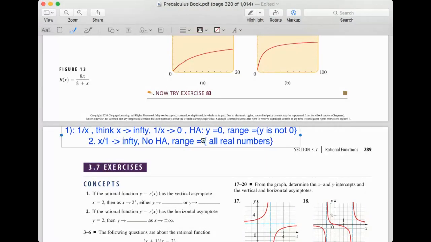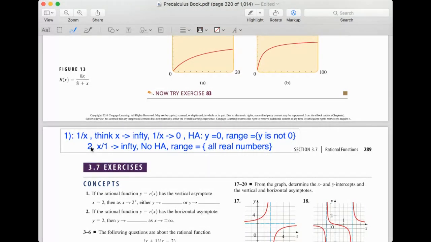We have 3 situations. If the numerator and the denominator are polynomials of the same degree, we always simplify to get a number. That number gives us the horizontal asymptote, and that number is not in the range. So we would say the range of that function is, y can be any other number, but not this horizontal asymptote.